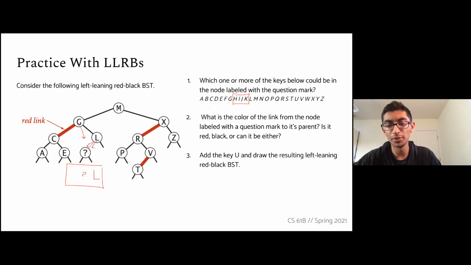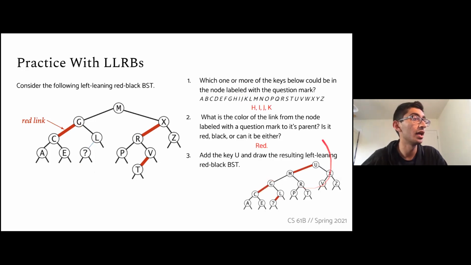Therefore, it has to be a red node. Okay, the last question takes a little bit of sketching to do, so we'll skip that. But of course, you all can look at the slides yourself, and you end up with this tree if you add the key U. So you can see it got shifted, moved around quite a bit.